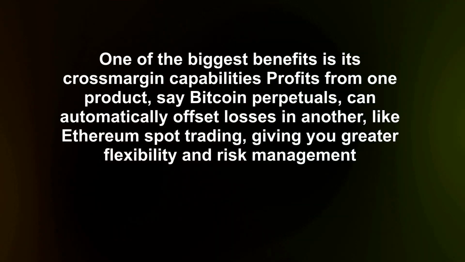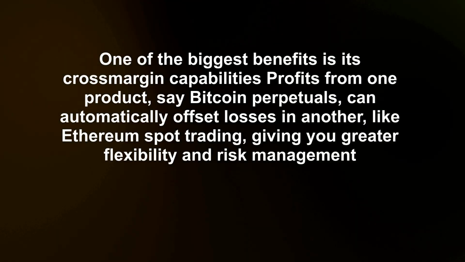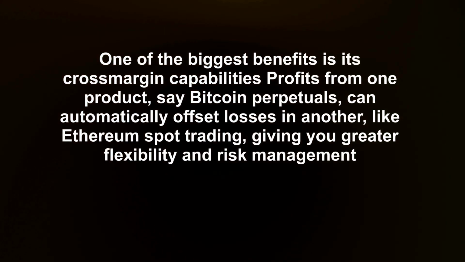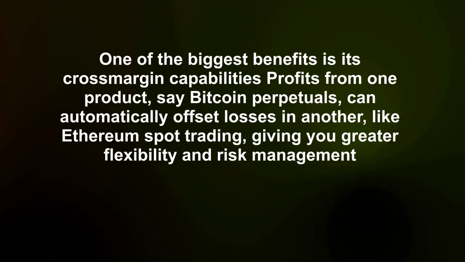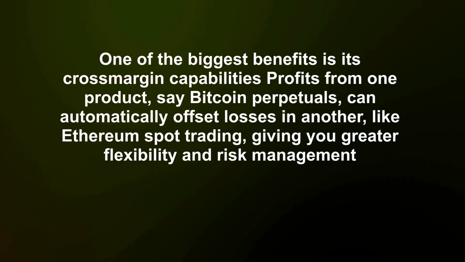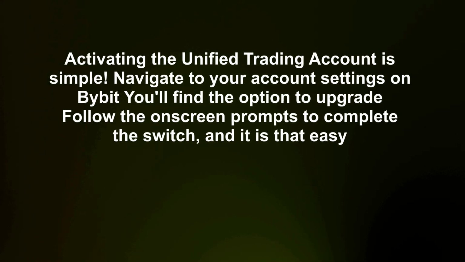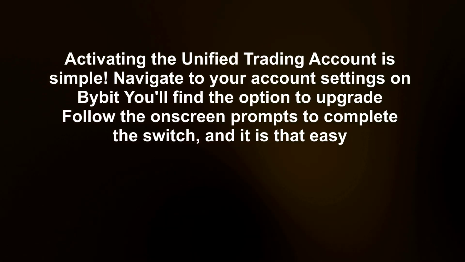One of the biggest benefits is its cross-margin capabilities. Profits from one product, say Bitcoin perpetuals, can automatically offset losses in another, like Ethereum spot trading, giving you greater flexibility and risk management. Activating the unified trading account is simple.